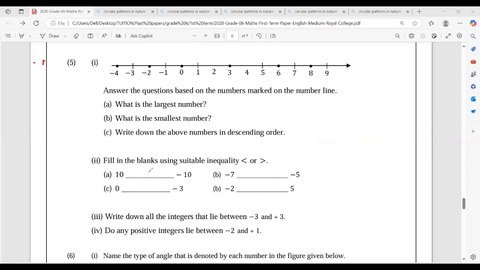Okay, fill in the blanks using the less than or greater than symbol. Yes, 10 is greater than -10. 0 is greater than -3. Because when you go from left to right on the number line, the value increases from left to right. Right, and -7 is less than -5, and -2 is less than +5.